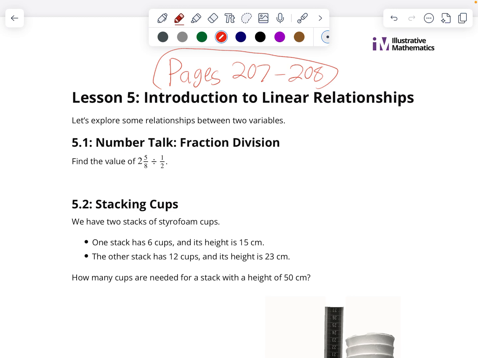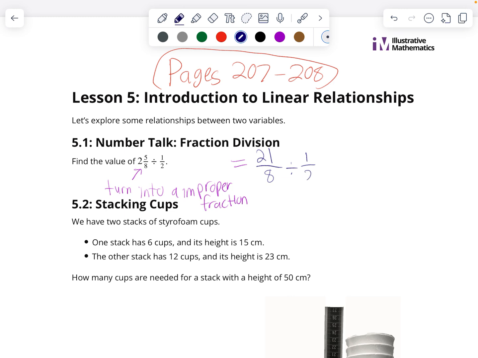So we're doing lesson 5 for introduction to linear relationships. We've been talking about graphing, tables, all that kind of stuff already. We're going to start with a quick number talk for fraction division. 2 and 5/8. I want to turn that into an improper fraction. So I'm going to turn it into an improper fraction to make it a little bit easier because you're dividing it by a half right now. So 2 times 8 plus 5 gives me 21 on the top. And I still have a denominator of 8.